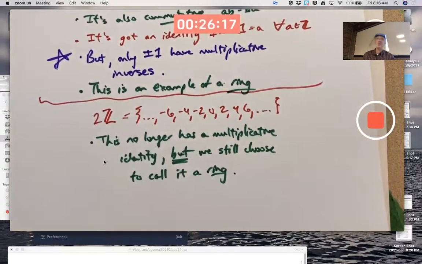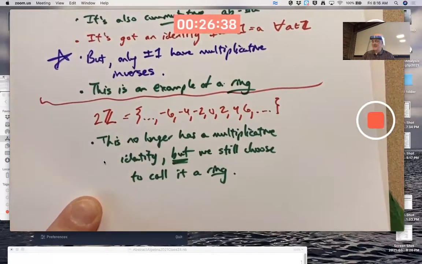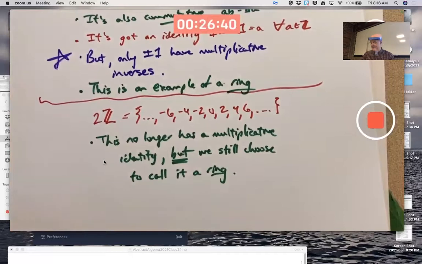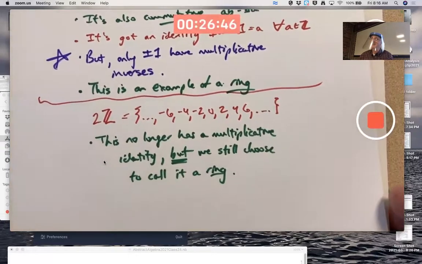Same with 3Z, all integer multiples of 3. Same with 4Z, same with 5Z. Those would all be rings without identity. We will come back to thinking about integers modulo n. But before we do that, I think it might be helpful to think about one other property that rings do not have to have.